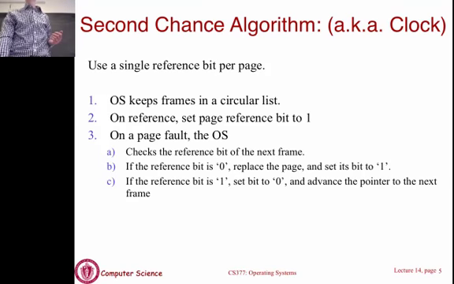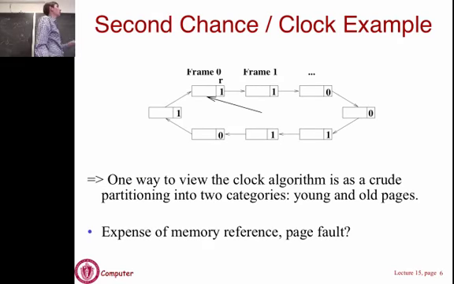Make sense? Basic idea? Right, so this is basically just like a clock, where we have a bunch of frames and each one has 1 reference bit, and you just go around in a circle looking for a 0, and as you go around, you're flipping the 1s to 0s.